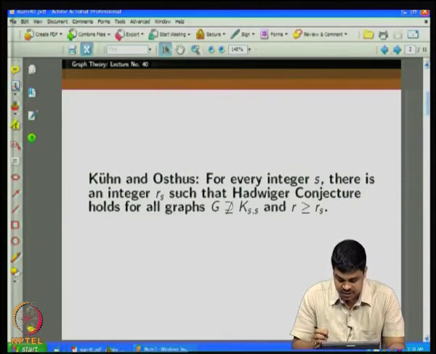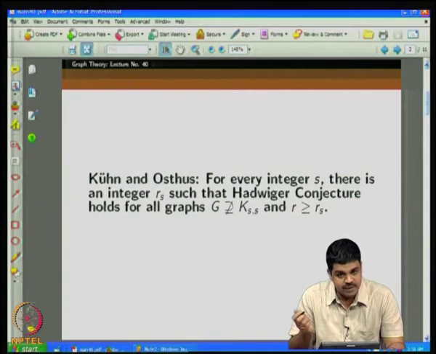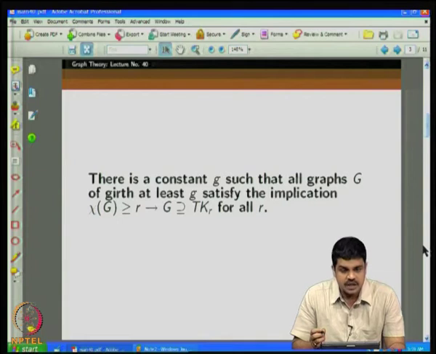Suppose s is an integer, then there exists an integer r_s, as a function of s, such that the Hadwiger conjecture holds for all graphs which do not contain K_(s,s) as a subgraph. K_(s,s) is the complete bipartite graph with s vertices on each side. If it is not part of the graph, then the Hadwiger conjecture is true, not for every value of r, but when r is sufficiently large. That is what this result of Kuhn and Osthus says.